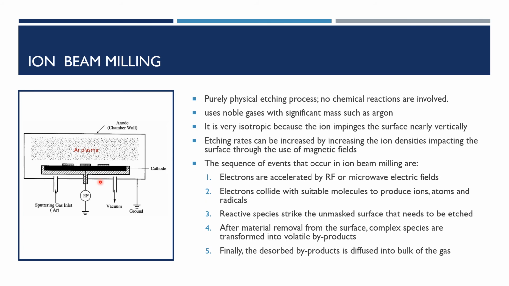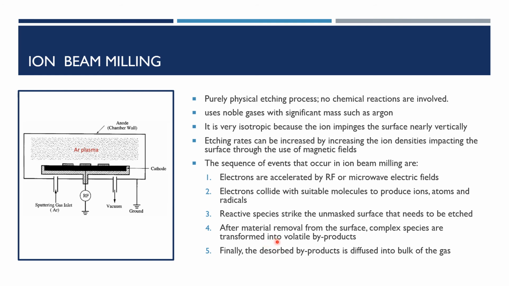Thus, the sequence of events that occur in the ion beam milling process are: the electrons are accelerated by the RF or the microwave electric field, which produces the magnetic fields. These electrons collide with the sputtering gas provided, thus producing ions, atoms, and a group of radicals. These reactive species, that is the ions, atoms, and radicals, strike the unmasked surface of the wafer that needs to be etched. This striking results in the material removal.